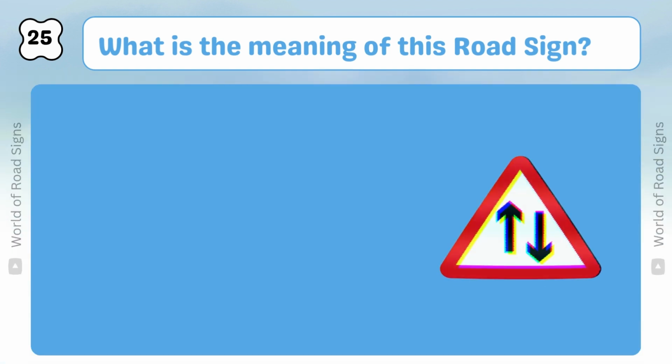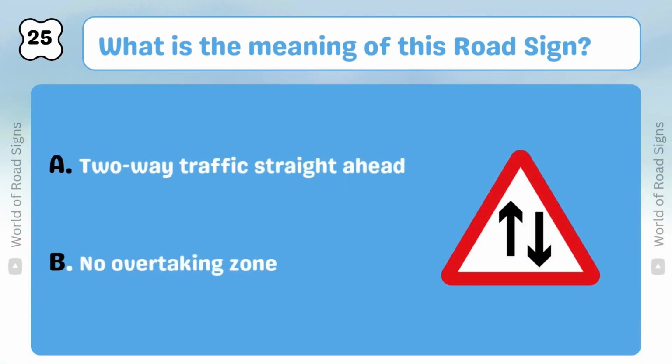Question 25. What traffic condition does this sign indicate? A. Two-way traffic straight ahead. B. No overtaking zone. Correct. Option A. Two-way traffic straight ahead.